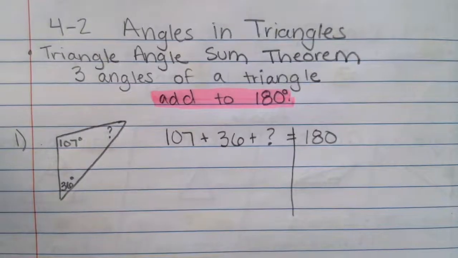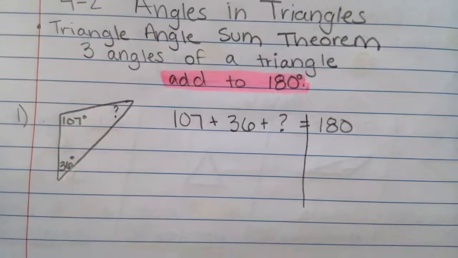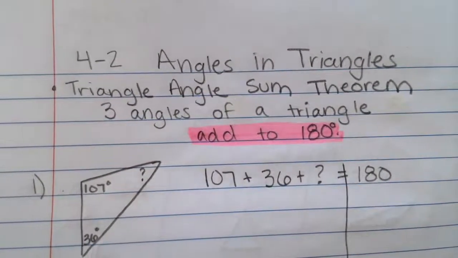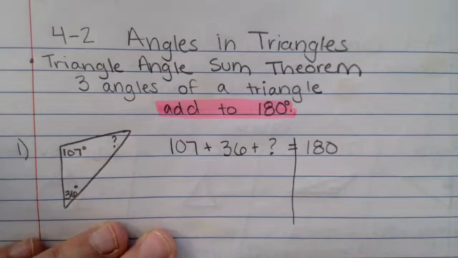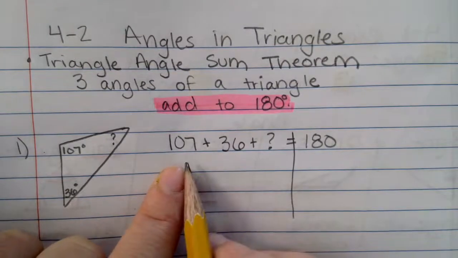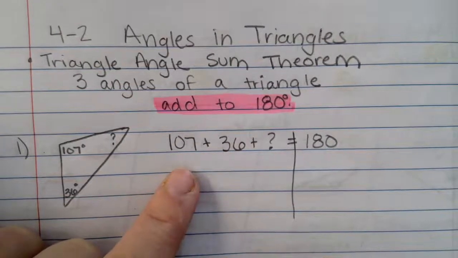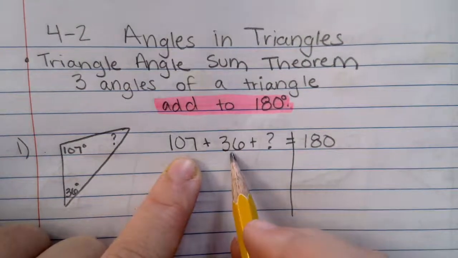We could start by subtracting. What would you subtract first, Hannah? You would do 180 minus what? What did you just say? 107 minus 36? But those are together. That's right. We can put those together. But we're adding those together. So let's add them. What's 107 plus 36?